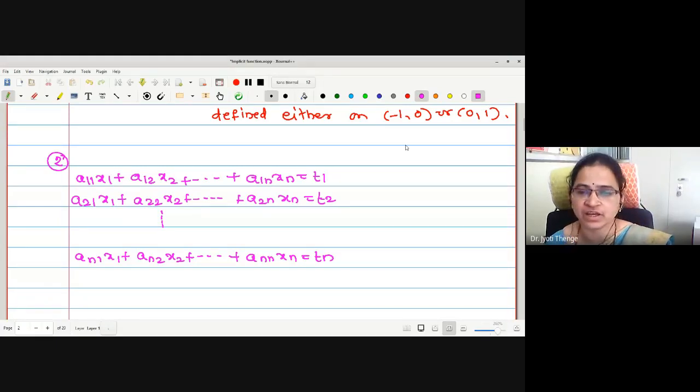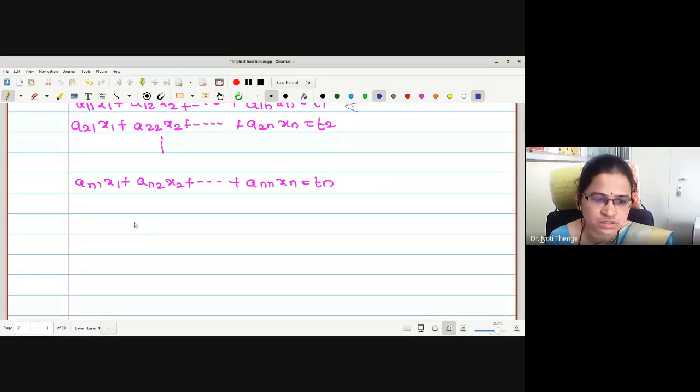Therefore, what is the system we have taken? N equations. Now, what am I going to write? I am going to write every equation as a function of n plus 1 variables, many variables I can write. Now, I am going to take the right-hand side constants to be some t, and we will write it as a vector.